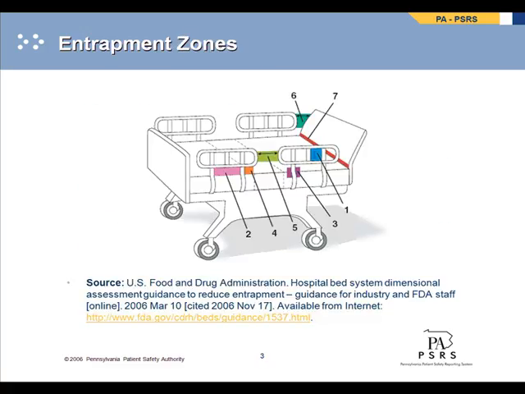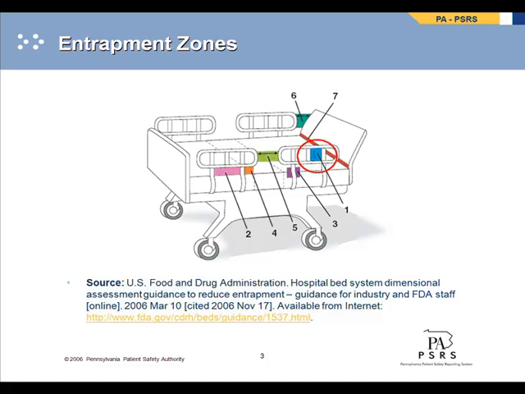In response to reports of entrapment, the FDA partnered with the Veterans Administration, Health Canada, other federal agencies, national healthcare organizations, and other stakeholders to form the Hospital Bed Safety Work Group, or HBSW. In an effort to standardize and clarify the bed entrapment discussion, the FDA and the HBSW defined the 7 areas of the hospital bed system in which patient entrapment is most likely.